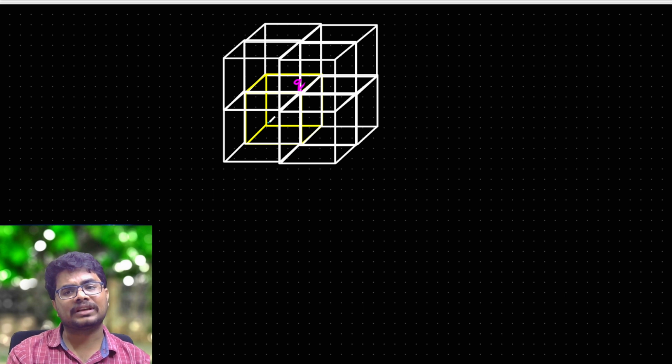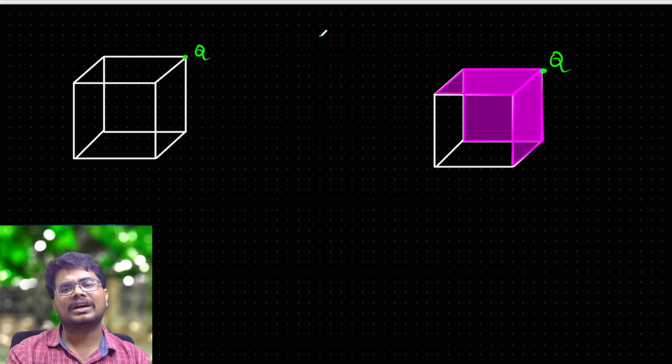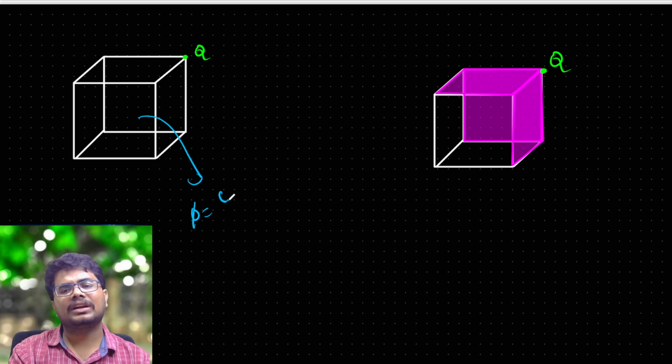Through 1 cube, how much? So through 1 cube, what do you write? Flux through 1 cube equals Q by 8 epsilon naught. It means if I place any charge at the corner, the flux through that cube is Q by 8 epsilon naught. If the charge is Q here, flux through this entire cube is Q by 8 epsilon naught. If anybody asks, the flux equals Q by 8 epsilon naught.